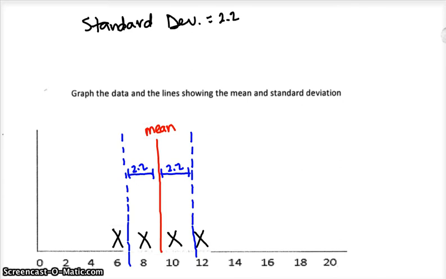Well, hope you learned a lot today. As long as you can follow those 6 steps, you can find the standard deviation to any data set. That's it for now.